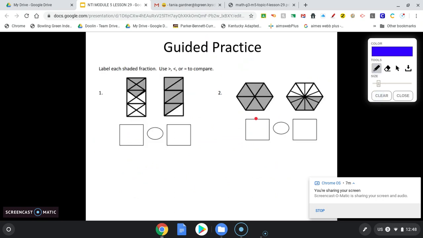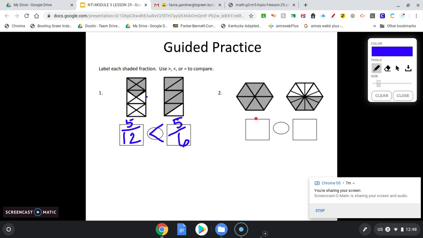Look at the first figure. How much of the first one is shaded in? 1, 2, 3, 4, 5. Of how many? 5, 6, 7, 8, 9, 10, 11, 12. So 5/12. And on this one, how much? 1, 2, 3, 4, 5 of 6. So 5 of 6. So which covers more area? 5/6. So 5/12 is less than 5/6.